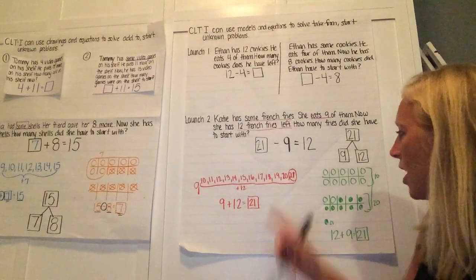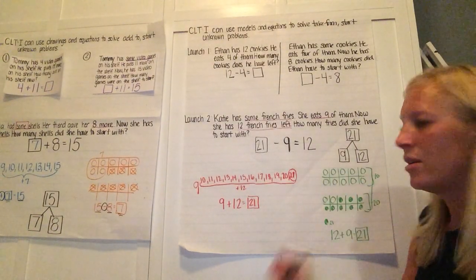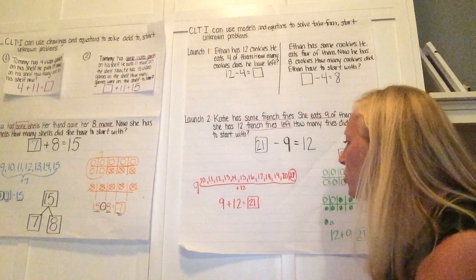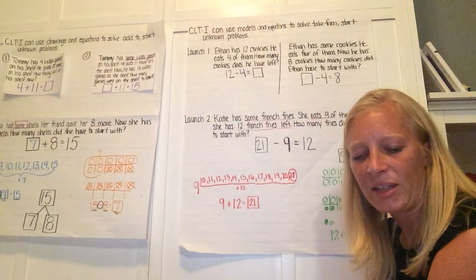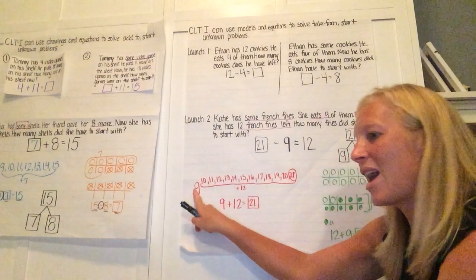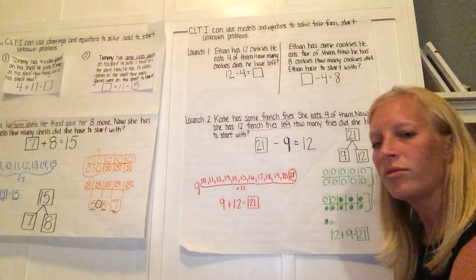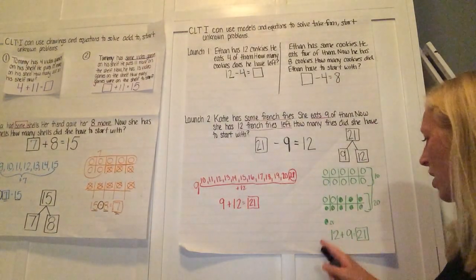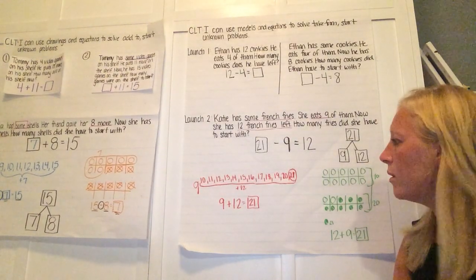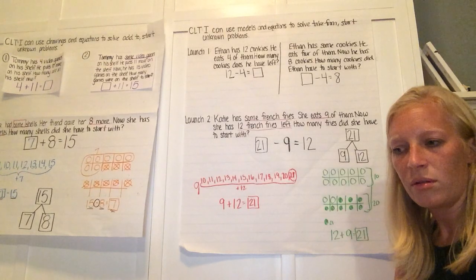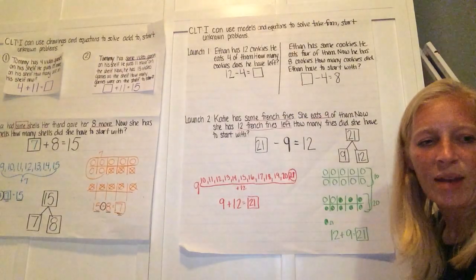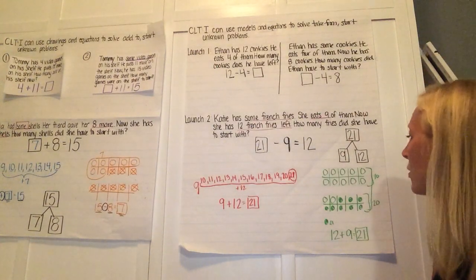Absolutely. How are these two strategies the same? And how are they different? How are these two models the same and how are they different? Started with 9 and added 12. Started with 12 and added 9. Okay. Counted on. Counted all. Had your 12, counted, did 9 more, and then figured out how many there were all together. Okay.